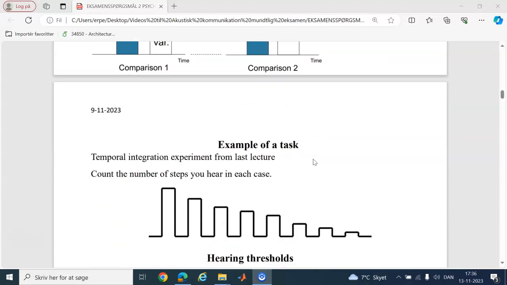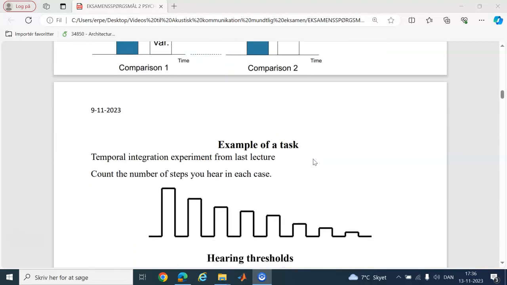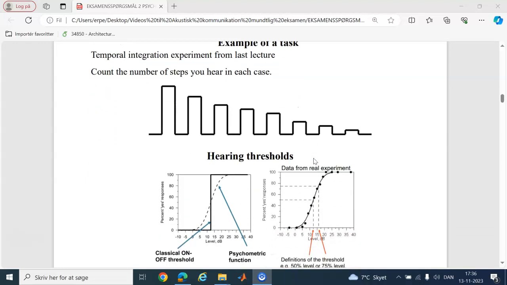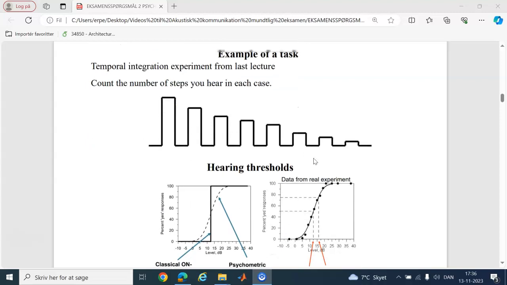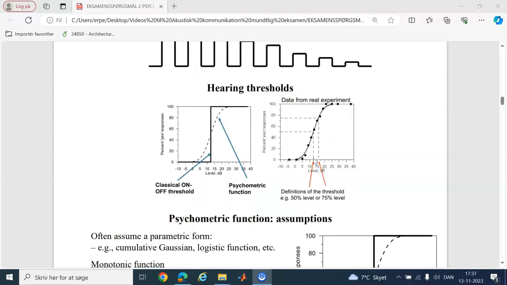And then we have an example of a task: temporal integration from the last lecture. Count the number of steps you hear in each case. It could be that the decibel level is decreasing.